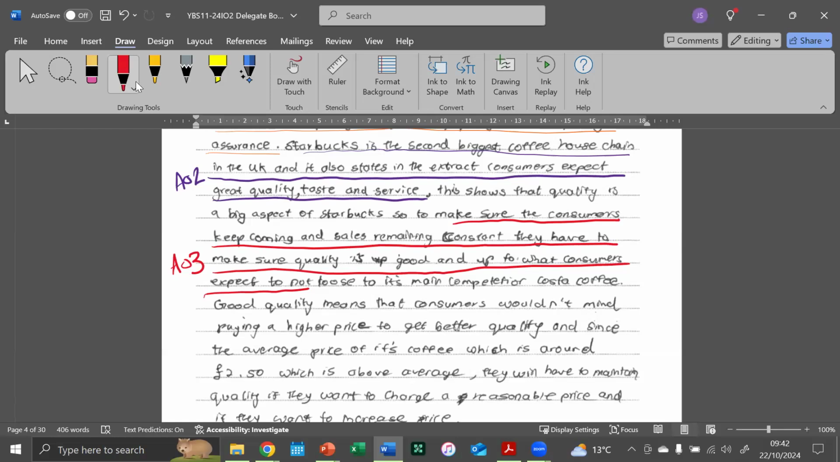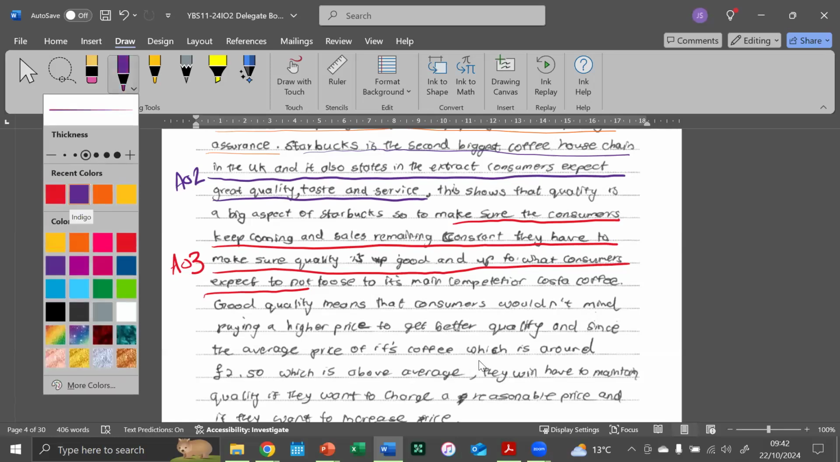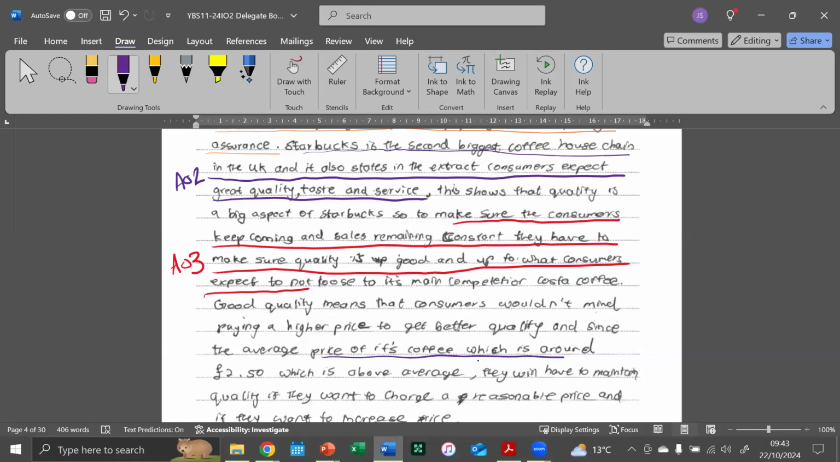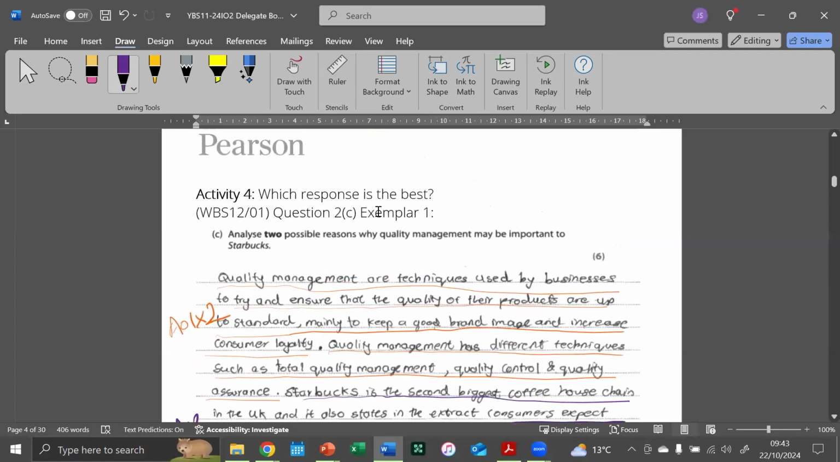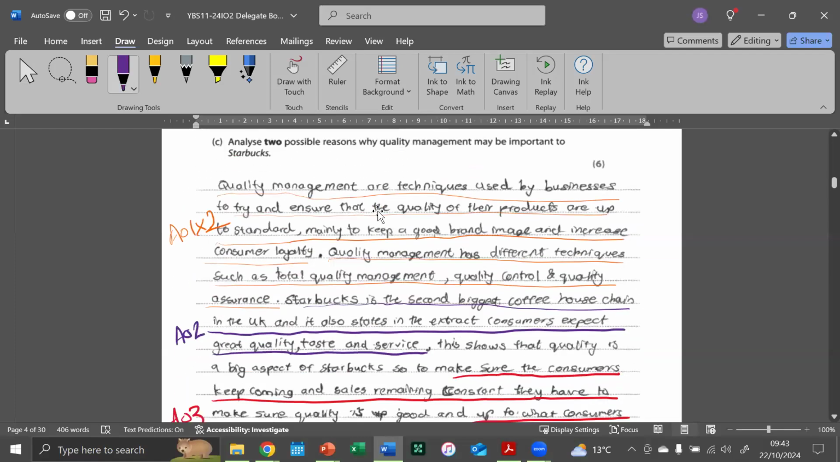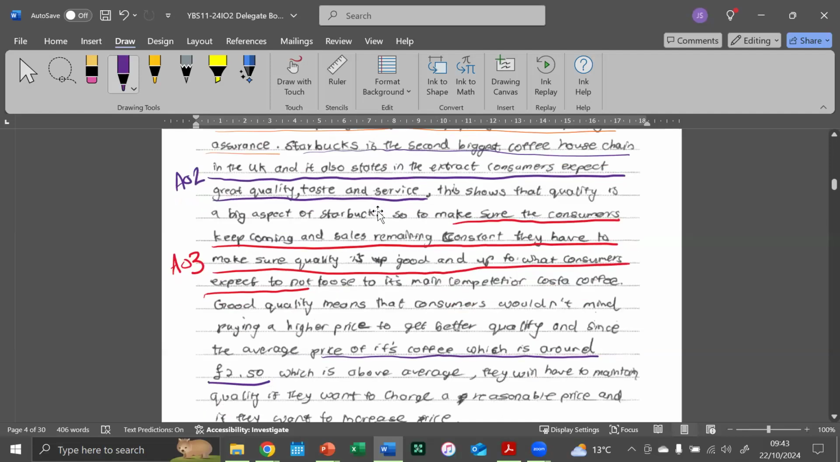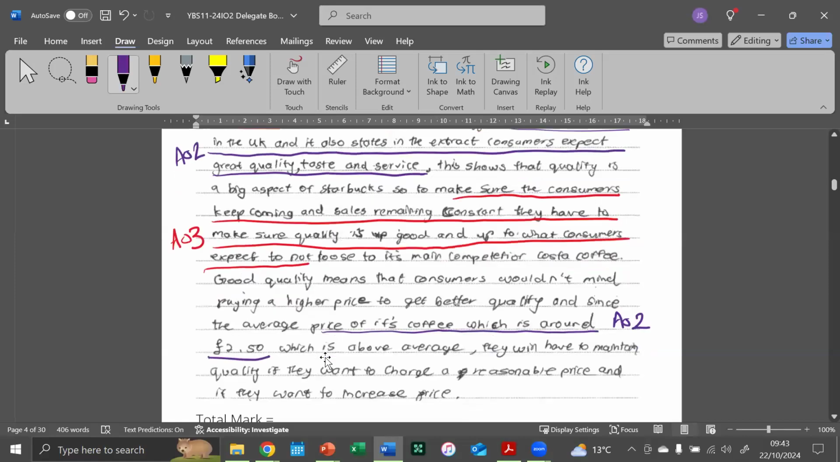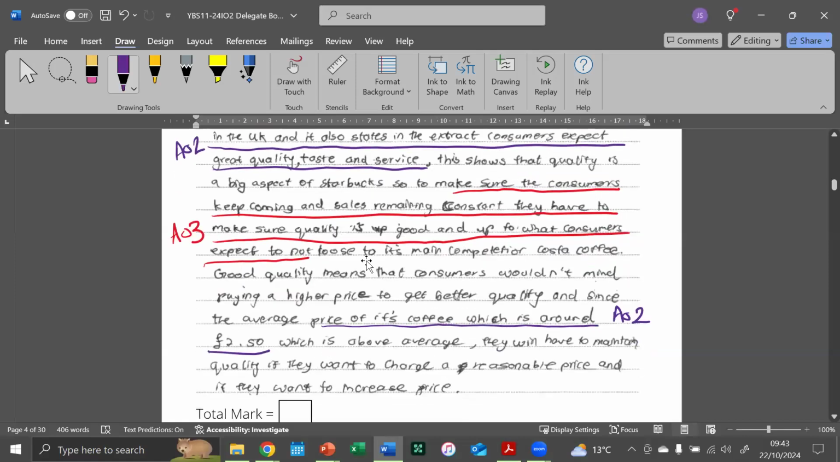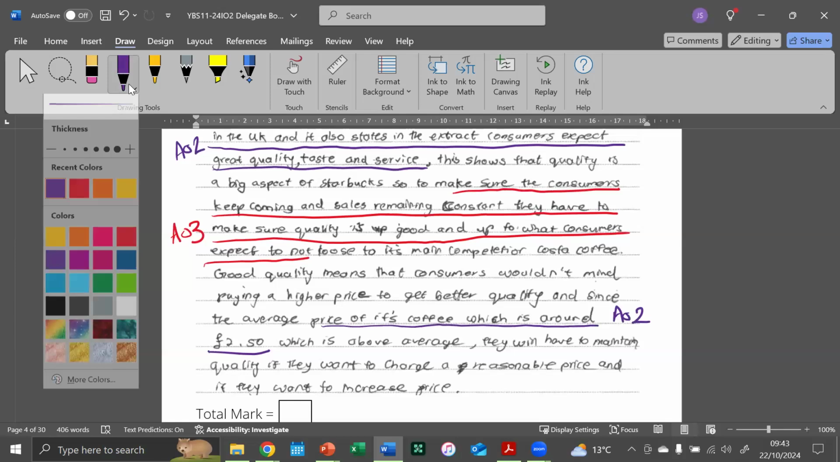Okay, so I'm now searching for the second application mark, and it's not coming from the word coffee because the word, well, it could come from, let's just look at the question. I'm perhaps thinking of the next question. Yeah, it will come from the word coffee because coffee is not in the question. And I've got this 250. So I've definitely got AO2 there. They have to maintain quality if they want to charge a reasonable price and they won't want to increase the price. Okay, so we've got maybe a little bit of AO3 in there as well.